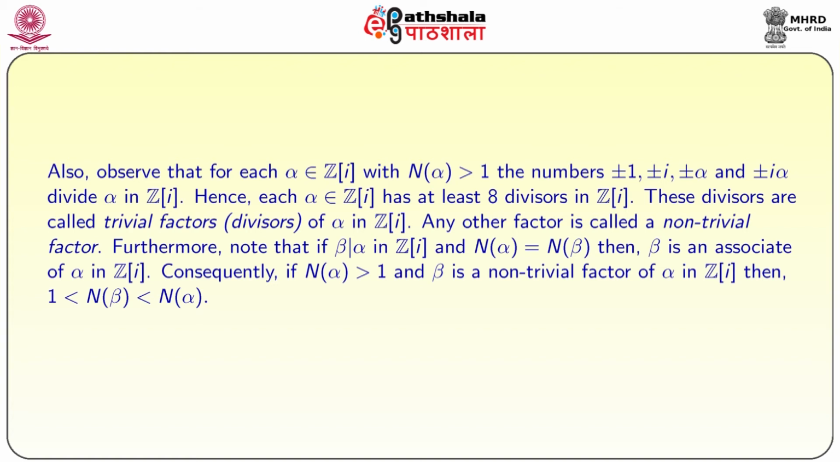Furthermore, if beta divides alpha in Z[i] and norm of alpha equals norm of beta, then beta is an associate of alpha in Z[i]. That means here we are asking two conditions: one is beta divides alpha, as well as norm of alpha equal to norm of beta. Consequently, if norm of alpha is greater than 1 and beta is a non-trivial factor of alpha in Z[i], then 1 is less than norm of beta is less than norm of alpha.